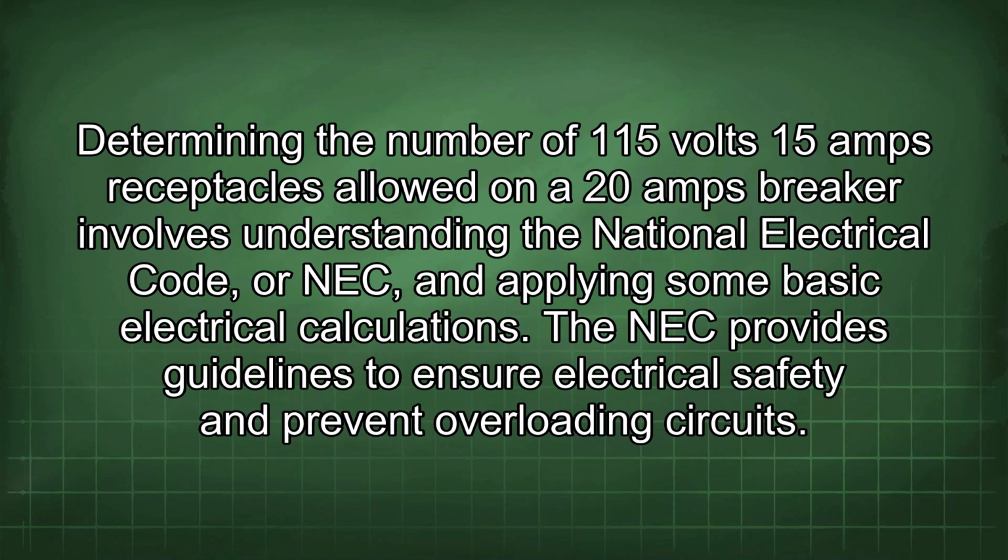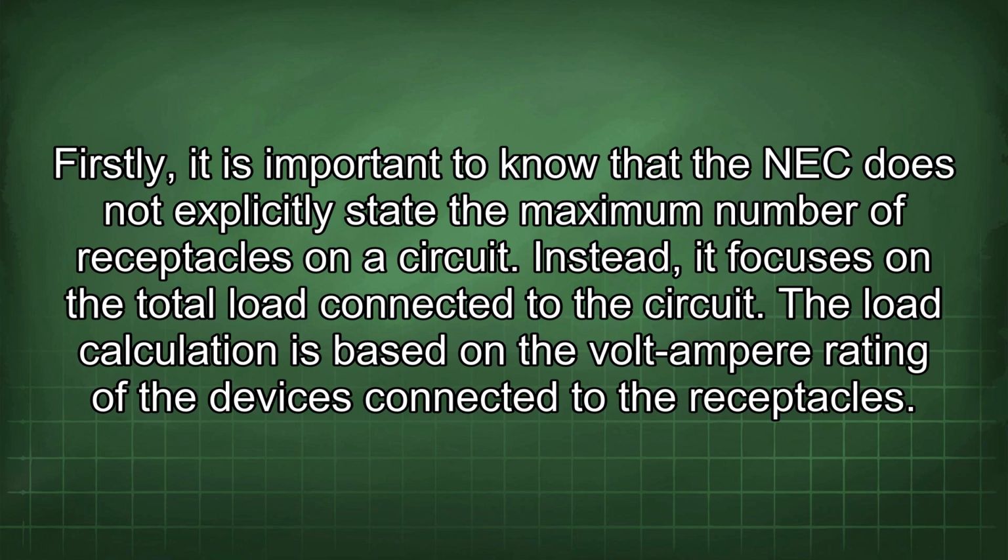Determining the number of 115 volts 15 amps receptacles allowed on a 20 amps breaker involves understanding the National Electrical Code, or NEC, and applying some basic electrical calculations. The NEC provides guidelines to ensure electrical safety and prevent overloading circuits. Firstly, it is important to know that the NEC does not explicitly state the maximum number of receptacles on the circuit. Instead, it focuses on the total load connected to the circuit.